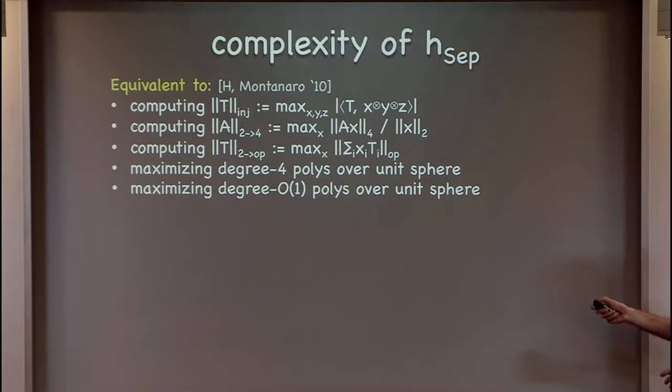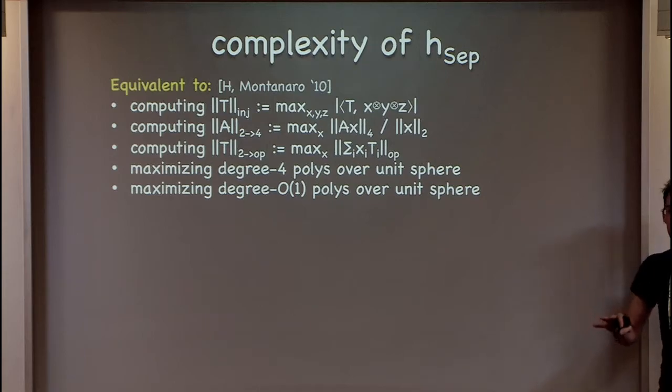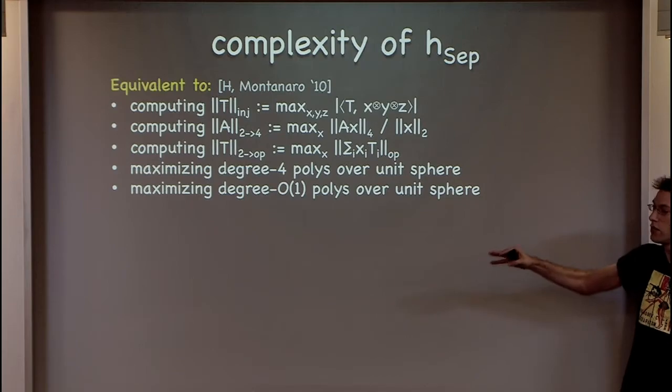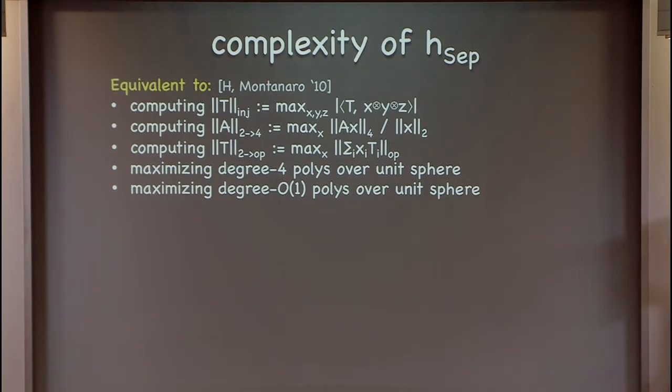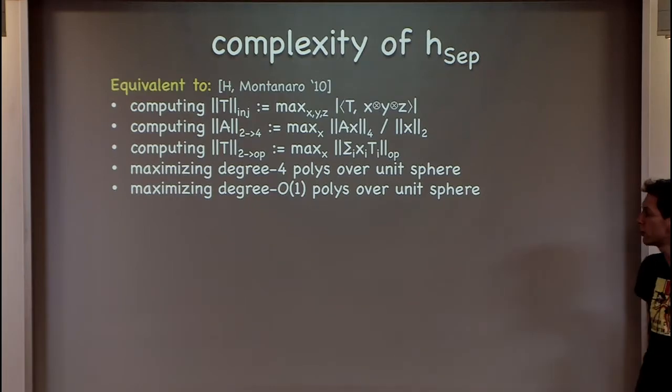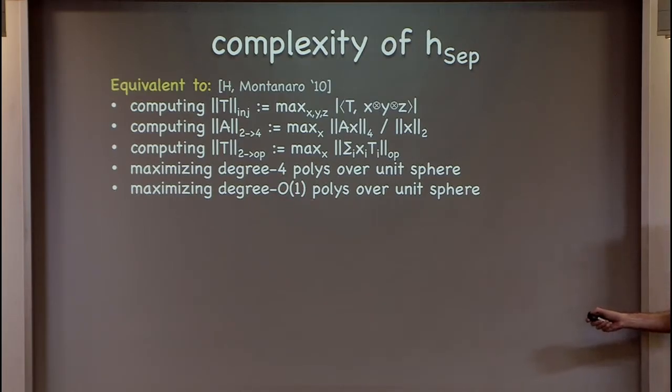And all these equivalences have no dimension factors. If you have an epsilon error, it translates into an epsilon prime error in the other problem with no dimension factor. So they're really pretty sharp equivalences. There's even a relation to higher degree polynomials, but then the equivalence is not in both directions.